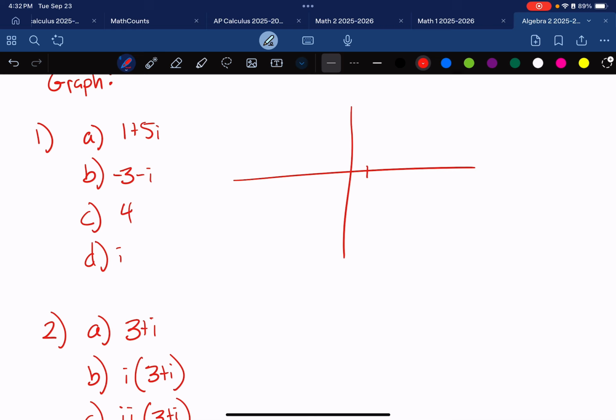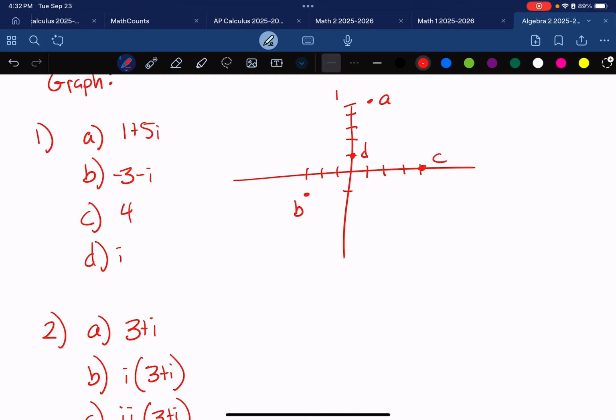I go 1 to the right, 5 up, 1, 2, 3, 4, 5. And this point is 1 plus 5i. I'm just going to label it as A, actually. That'll be faster. Negative 3 plus i, negative 1, 2, 3 to the left, and then negative i down. And we have point B. 4 lives 1, 2, 3, 4 to the right. That's point C. And i lives right here for point D.